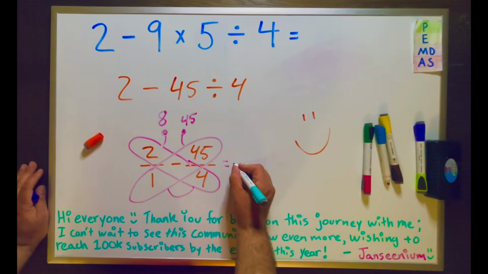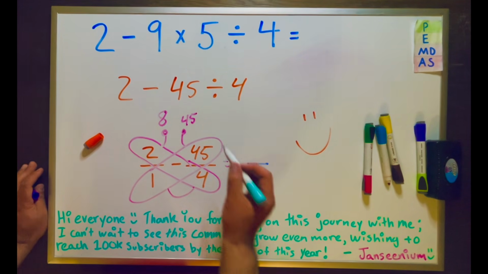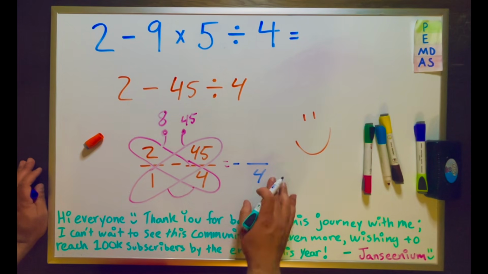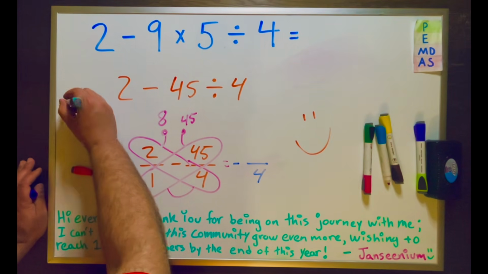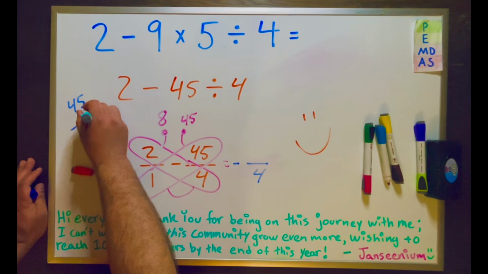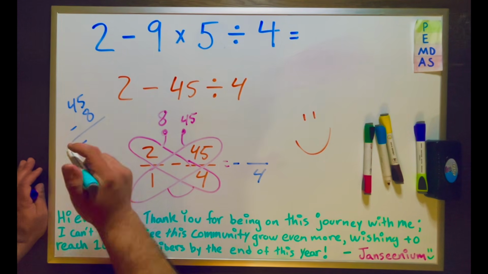So here's negative, and this is the division bar. And so the 4 goes below the division bar. This is the denominator. So let's find the numerator. And let's turn those numbers around. So 45 minus 8, and it's going to be negative because we turn those numbers around.